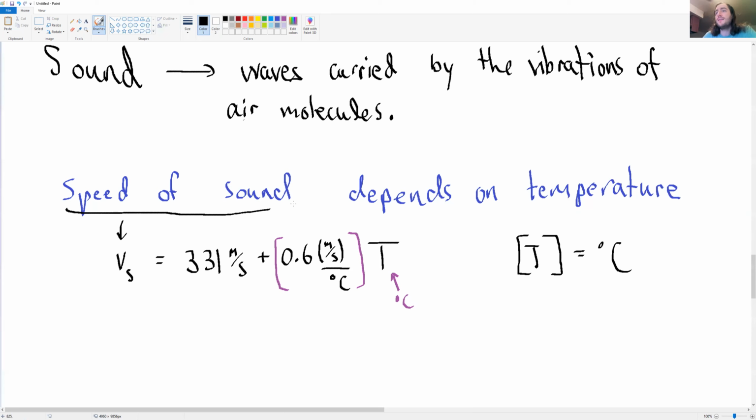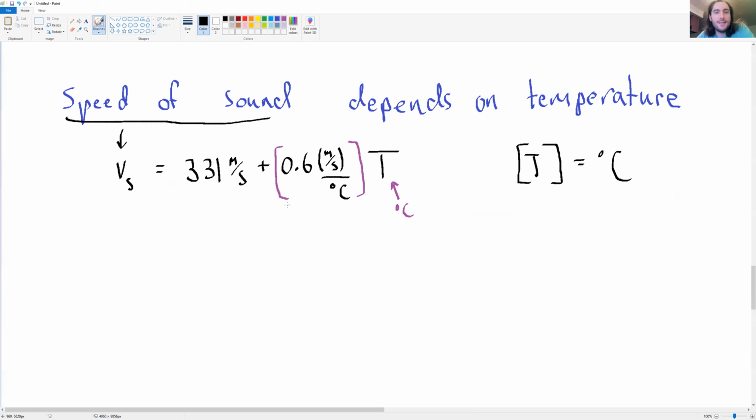From this expression, I think you guys can just answer this question for me. At a temperature of 0 degrees Celsius, what is the speed of sound in air? Just write the answer in chat.